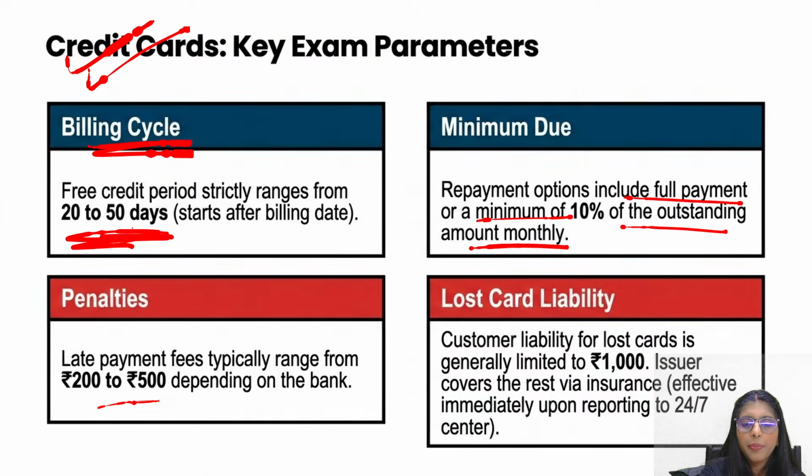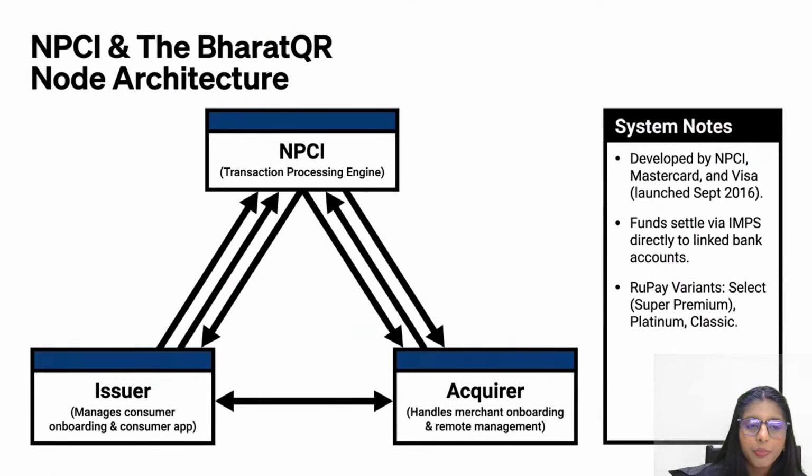Lost card liability. If the card is lost, it is the responsibility of the customer for unauthorized transactions occurring after the loss or theft of the card. Generally you have to pay 1,000 rupees if you lose the card. The issuer covers the rest via insurance, effective immediately upon reporting to the 24/7 center. Immediately report to the 24/7 center. These are some key parameters of a credit card: billing cycle, minimum due, penalties, and lost card liability.